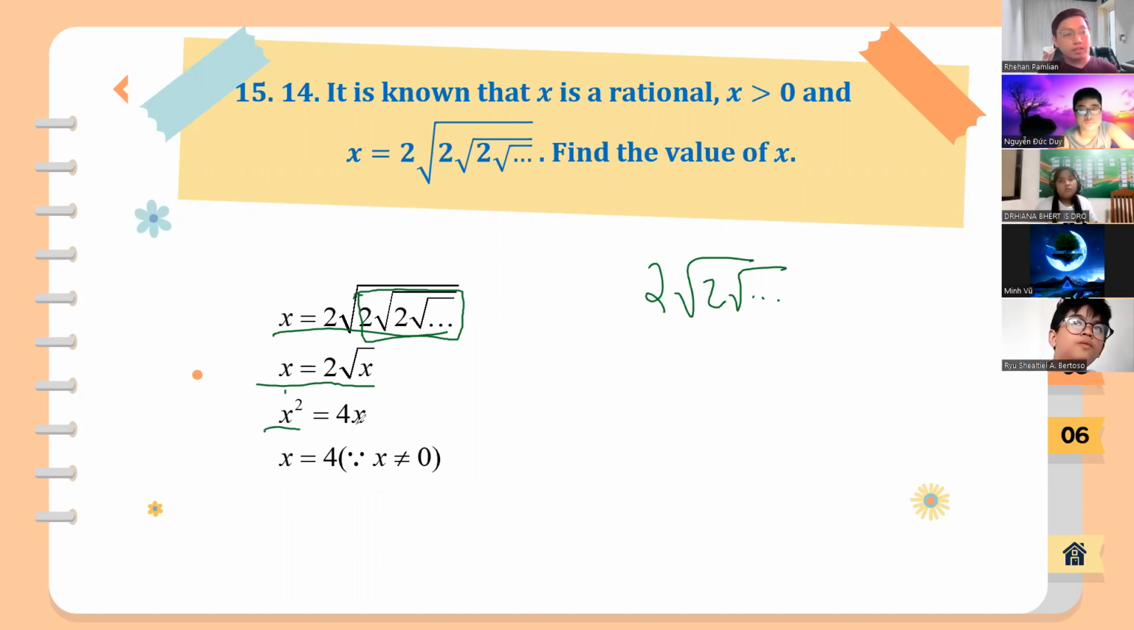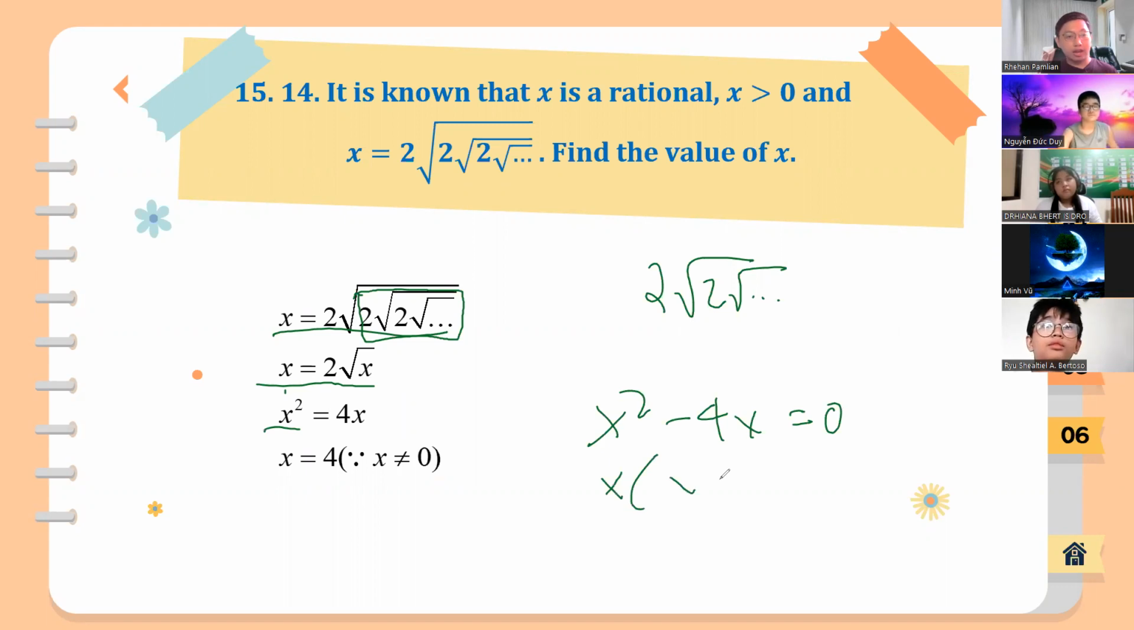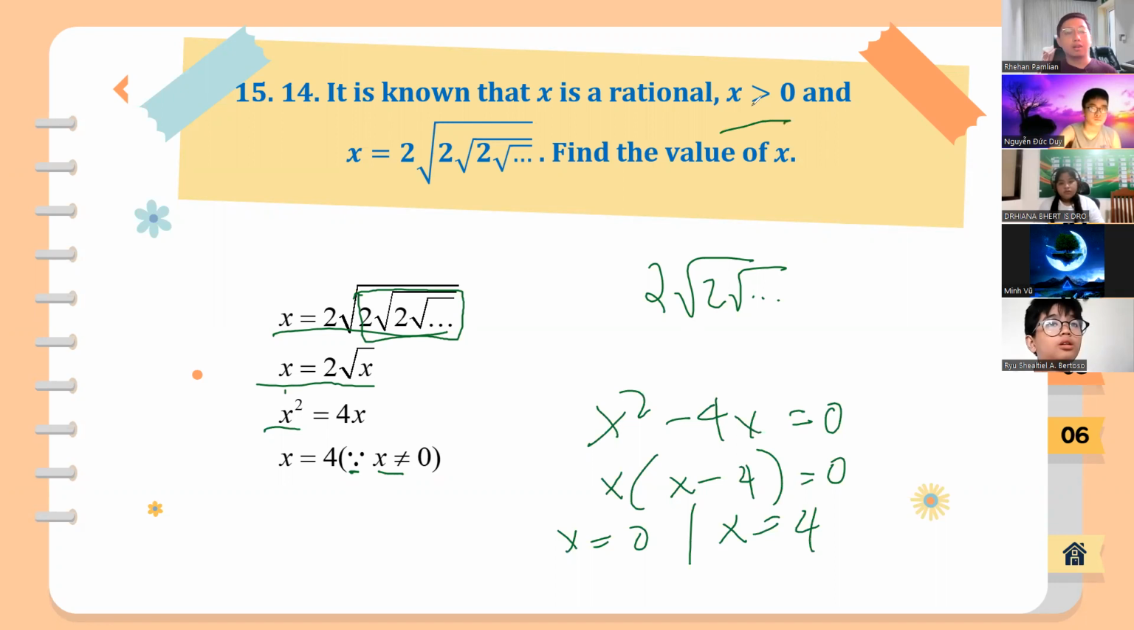After getting 4x, you would know x squared minus 4x is equal to 0. And then factoring out x, you would have x times x minus 4 equal to 0. So one value of x is 0 and the other value of x is 4. But note that x is not equal to 0 based on the problem stated. x should be greater than 0. So basically, your answer is x equal to 4.